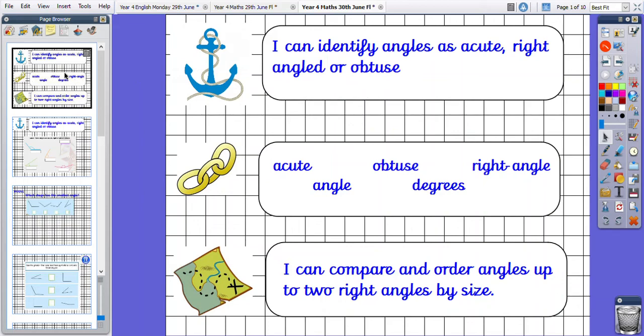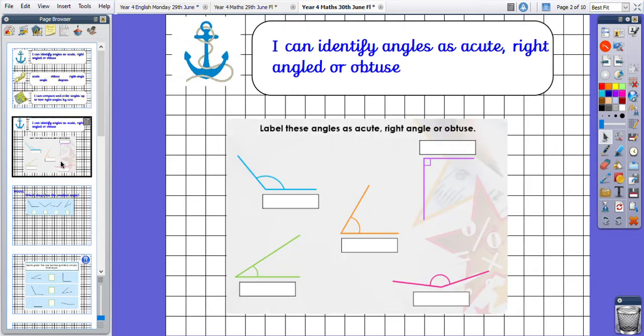Good morning, Year 4. We're going to continue looking at angles today, and we're going to compare and order angles on size. And our anchor task is to identify angles as acute, right-angled or obtuse. So your anchor task, label these angles. Pause the video and off you go.